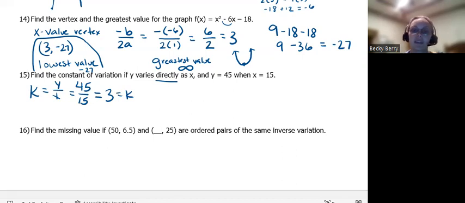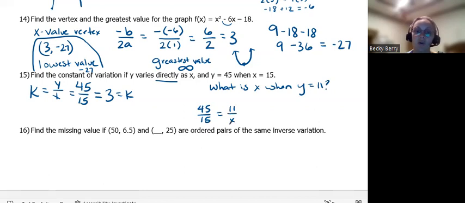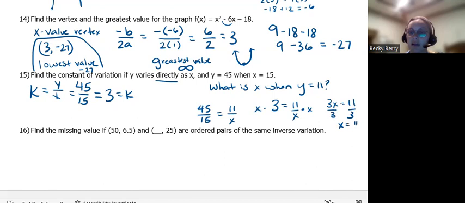We could use that if they said, okay, what is x when y is 11? What is x when y is 11? Well, we could use our proportions. We could say 45 over 15 equals 11 over x. Or we could know that we've already solved 45 over 15. That's 3. So 3 equals 11 over x. In this case, we need to multiply the x on both sides. So 3x is equal to 11. Then we would divide by 3, and x would be 11 thirds.